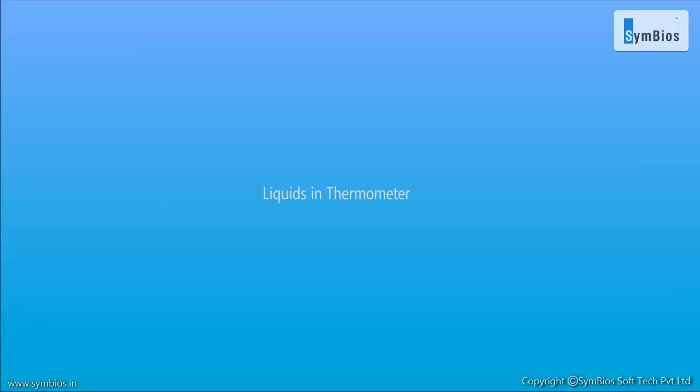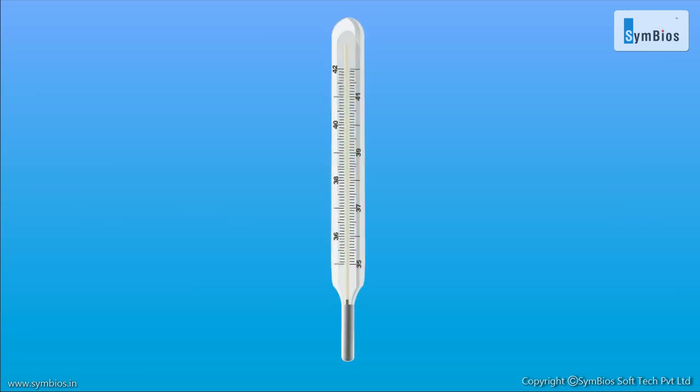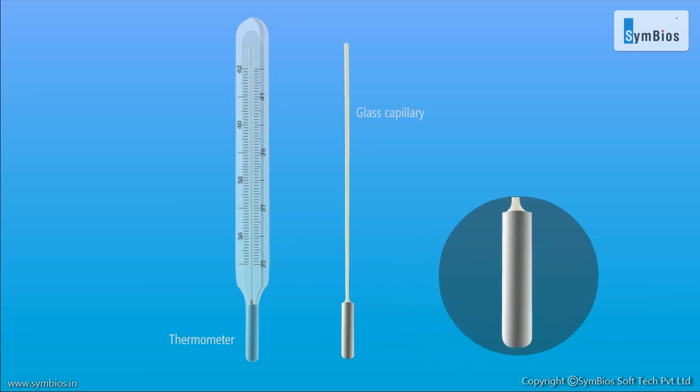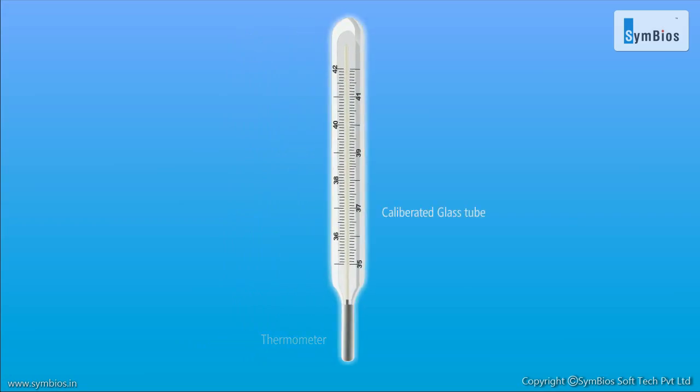Liquids in thermometers. The manufacture of mercury and alcohol thermometers is based upon the expansion difference between solids and liquids. A thermometer consists of a glass capillary ending in a bulb shape which is filled with a small amount of liquid, either mercury or alcohol, in the form of stained red ethanol. This liquid filled capillary is protected and placed in a calibrated glass tube.